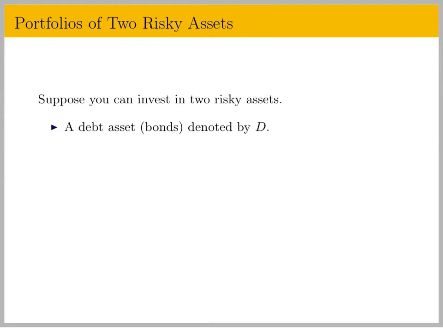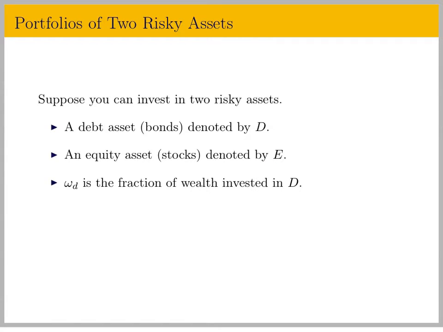It will be a risky portfolio, but less risky than the next asset, which is an equity asset, that is, a portfolio of equity stocks, which we're going to denote by E. So we have portfolios D, debt, and E, equity. And then we will label the fraction of our wealth that we put in asset D as omega sub D. So omega sub D will be a number between 0 and 1, something like 0.2 if we put in 20% of our wealth into the debt asset. And then omega sub E is going to be the fraction of wealth that we put in the equity asset.